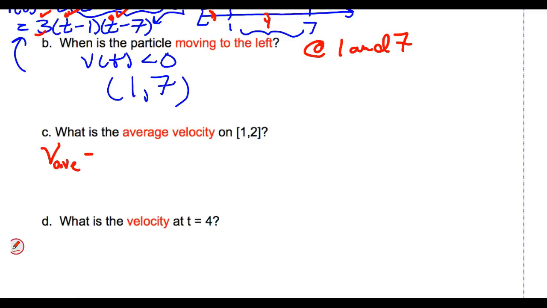It's like the slope of the secant line. It's just change in position over change in time. So I figure out my position at the end of the time interval. I figure out my position at the beginning. I plug them into the position function to see how far I moved.